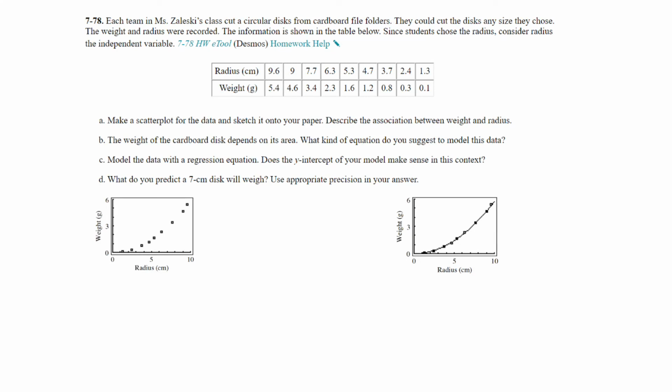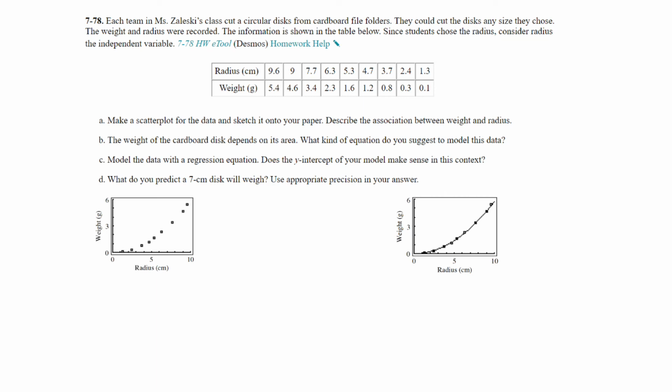Last question, question 78. Each team in Ms. Zielinski's class cut a circular disc from cardboard file folders. They could cut the disc any size they chose. The weight and radius were recorded. The information is shown in the table below. Since students chose the radius, consider radius the independent variable. So there's the information with the radius, and that represents the independent variable, and the weight is the dependent.